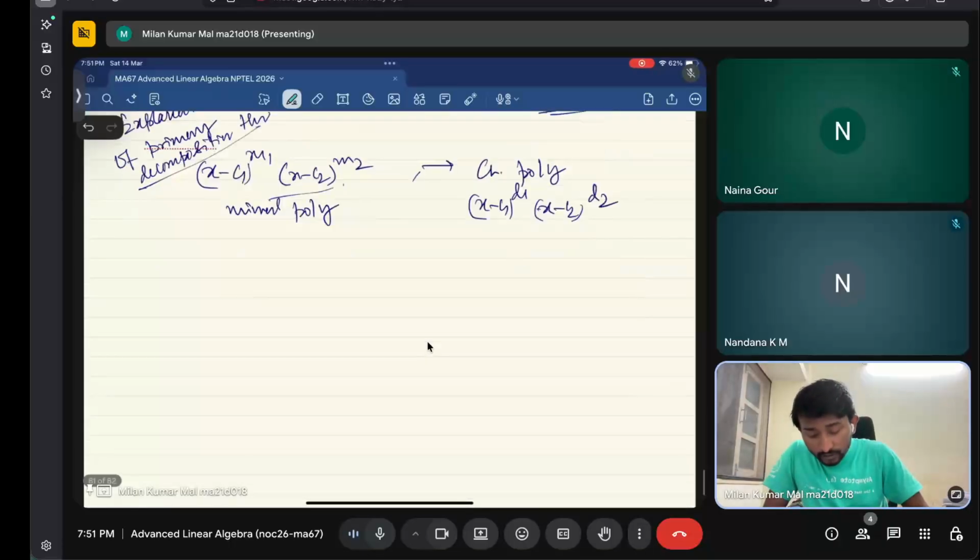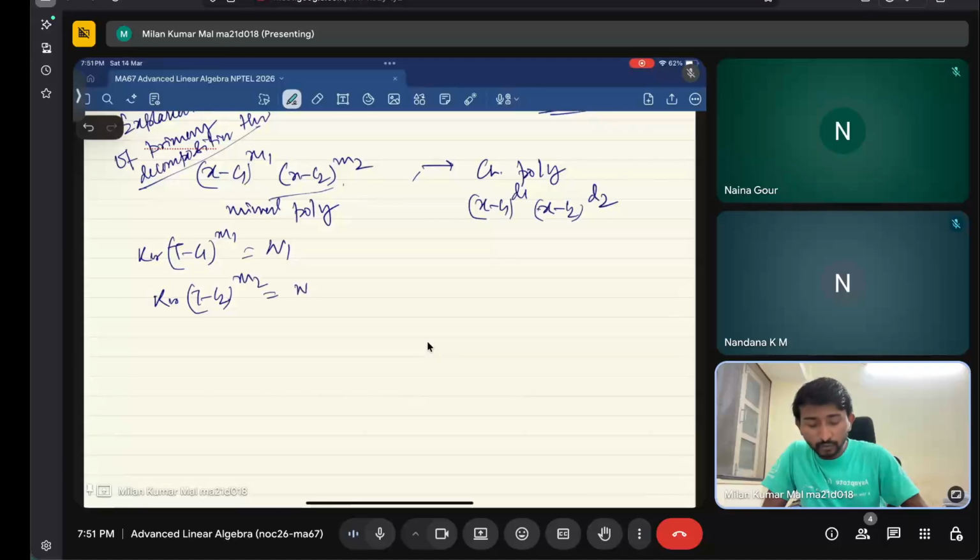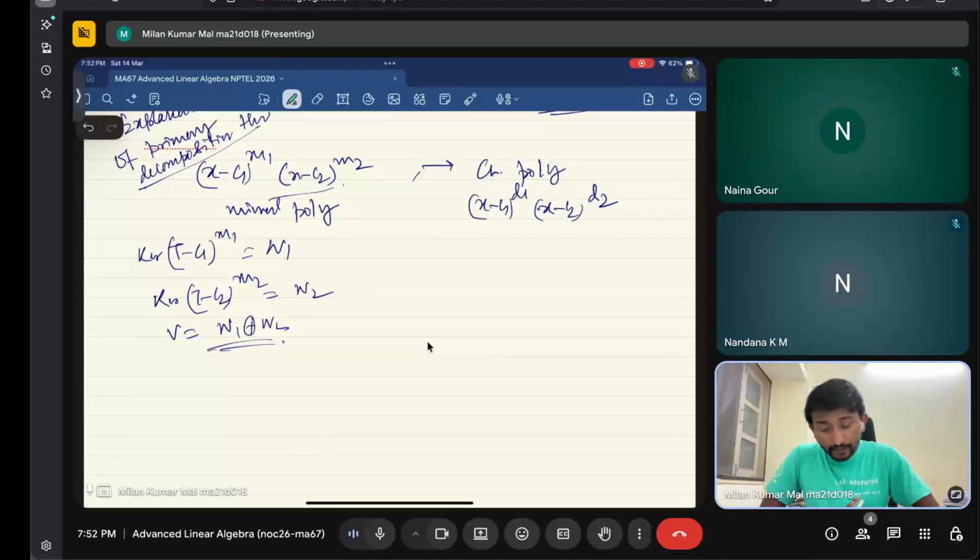So the primary decomposition theorem says that if the kernel of T minus c1 to the power m1 is equal to W1, and the kernel of T minus c2 to the power m2 is equal to W2, then V is actually W1 direct sum W2. This is the first fact. Now that means the kernel of T minus c1 to the power m1 minus 1 will be a proper subspace of the kernel of T minus c1 to the power m1.